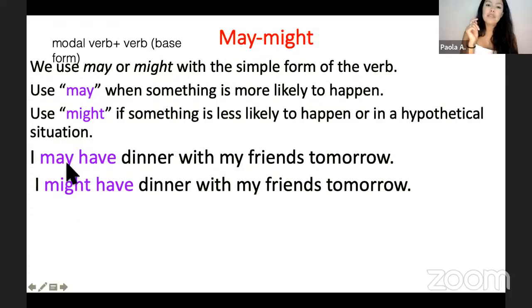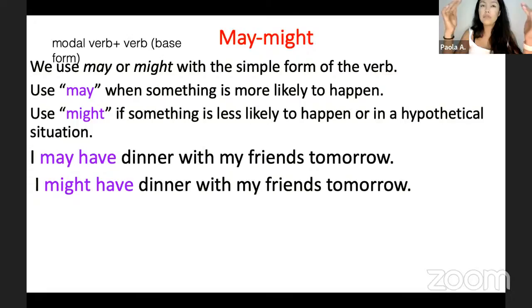However, if it's just a little bit chilly, and maybe it's a little bit windy, and I see maybe 1 or 2 clouds, I can say, it might rain later or tomorrow or maybe during this week, because there is nothing that is telling me that it is a little bit more possible, right?